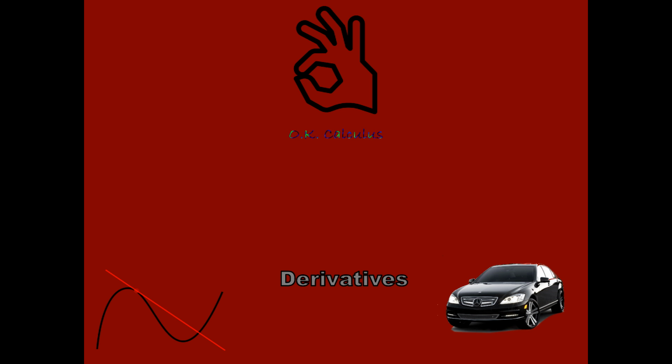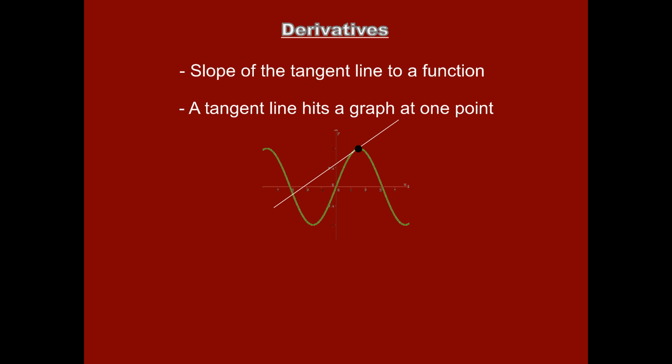Last time we explored the rules of continuity and how to find asymptotes. Today's topic is our first dive into one of the most important subjects of calculus, derivatives. Derivatives are the slope of the line that is tangent to a function. What does that mean? A tangent line is a line that hits a curve at only one point. Finding the slope of that line is our goal.